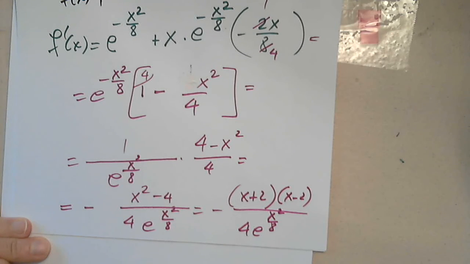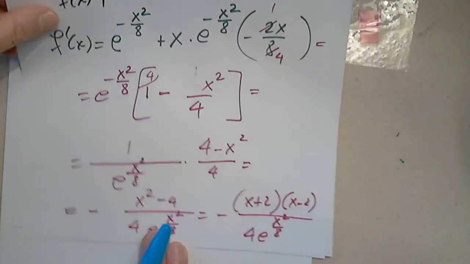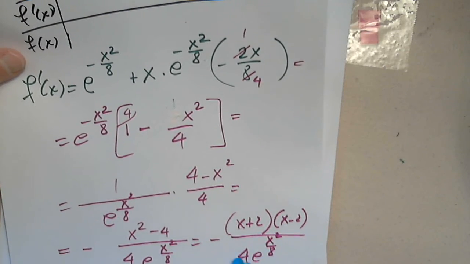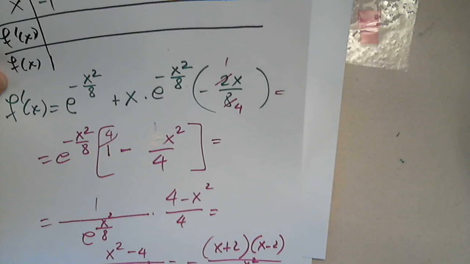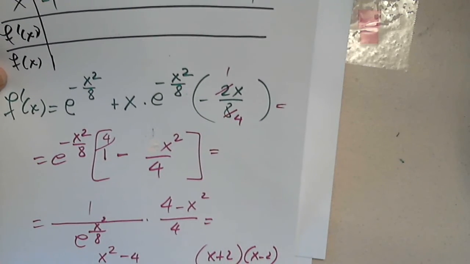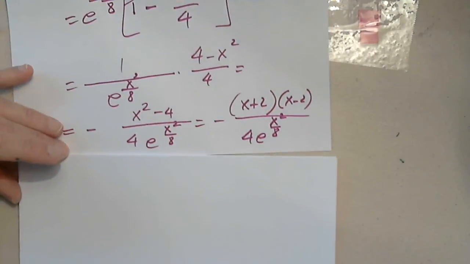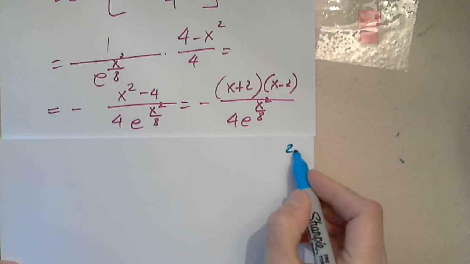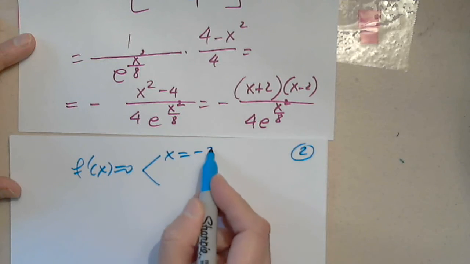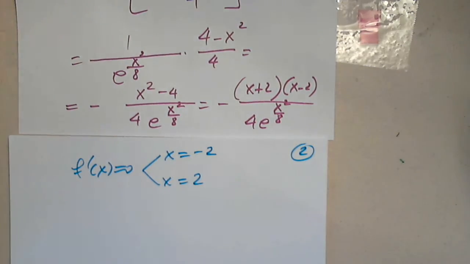Is this okay so far? Yes. Very good. I need to find critical numbers. Critical numbers will not come from this being undefined because this is always positive, so the function is never undefined, and the derivative is never undefined. But the critical numbers will come from setting the derivative equal to 0. So f prime of x equals 0. We have x equals -2 and x equals 2.